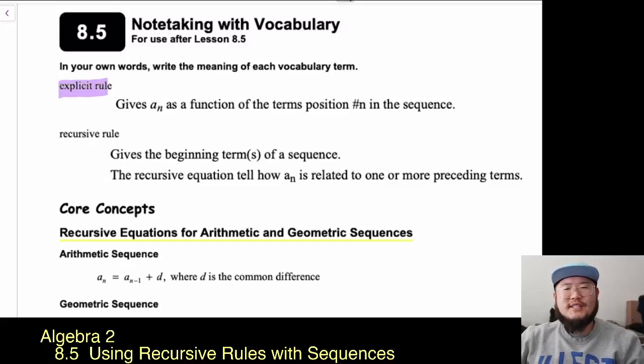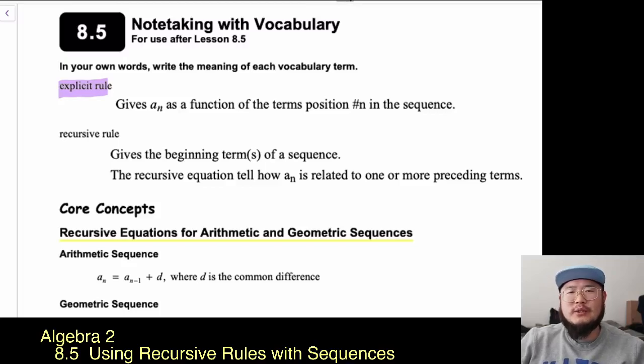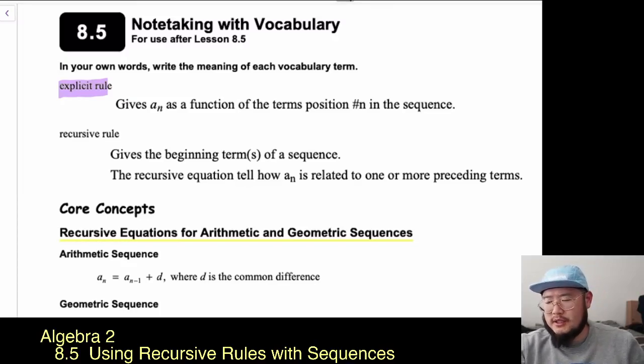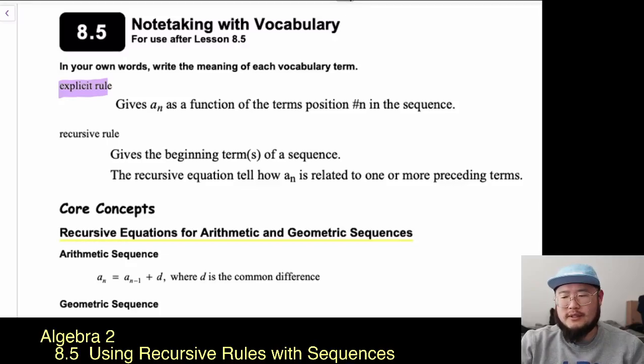Let's take a look at section 8.5, using the recursive rule with sequences. Now, in this section, we're going to talk about two rules. The first one right here is this explicit rule. And this explicit rule gives a sub n as a function of the term's position, the number that it is, number n, in the sequence.